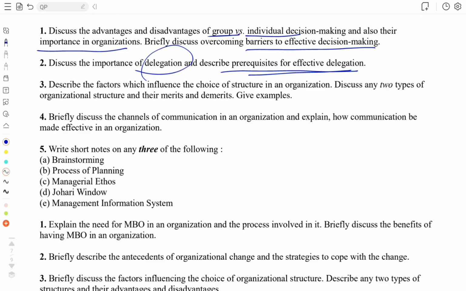Describe the factors which influence the choice of structure in an organization. It is asking us to discuss any two types of organizational structure along with their merits and demerits, giving examples. So giving examples in all your answers is very important, even if it is not specifically stated to give examples. I suggest you write examples for all questions.